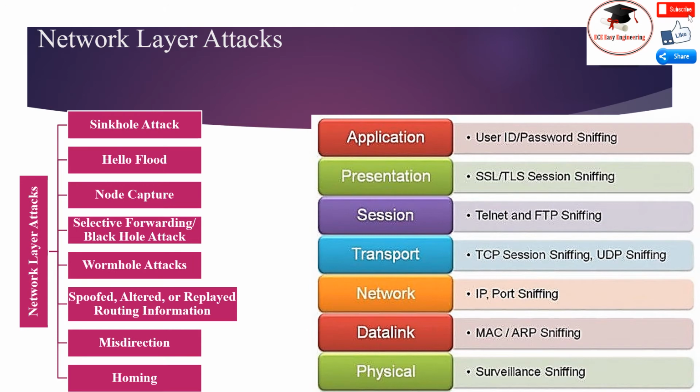Network layer attacks. This includes sinkhole attack, hello flood, node capture, selective forwarding or black hole attack, wormhole attack, spoofed, misdirection, homing. Sinkhole attack. A sinkhole attack normally occurs when a compromised node sends fake routing information to other nodes in the network with the aim of attracting as much traffic as possible.